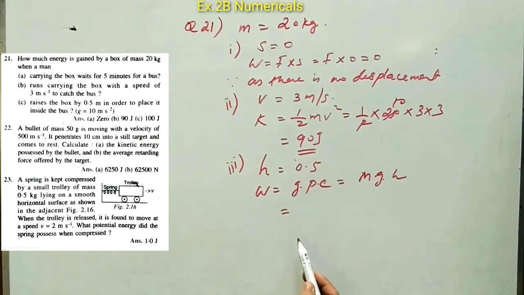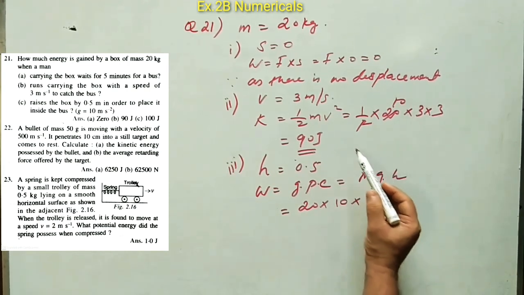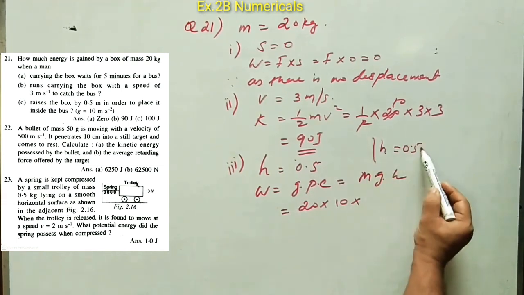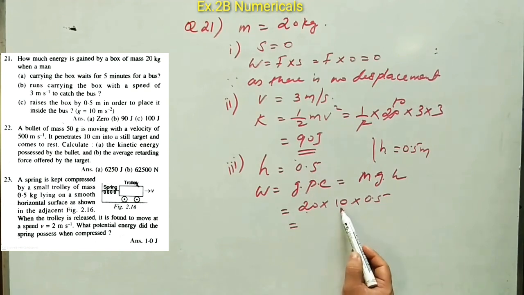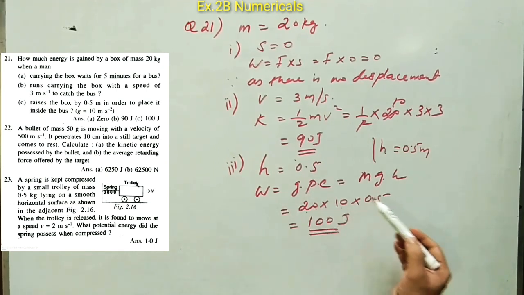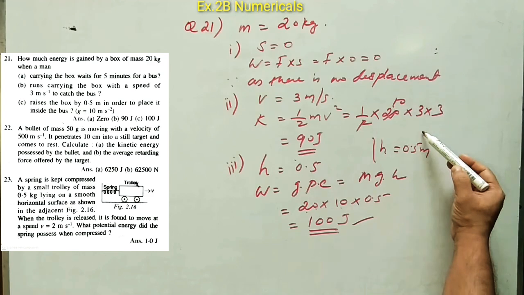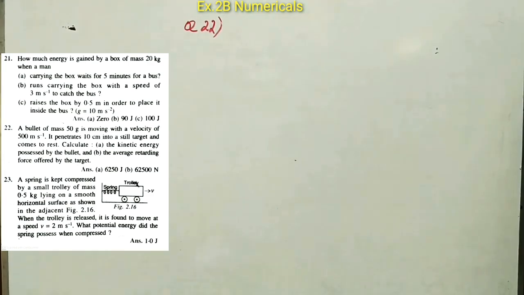Clear? So the mass is given 20, the value of g is 10, and height h is 0.5 meter. So solve it and you are getting 200 multiplied by 0.5. The answer comes out to be 100 joule. So the work done is equal to the gain in gravitational potential energy, given by mgh, and we are getting 100 joule. Okay, steps are clear to you? All right? Moving on to question number 22.